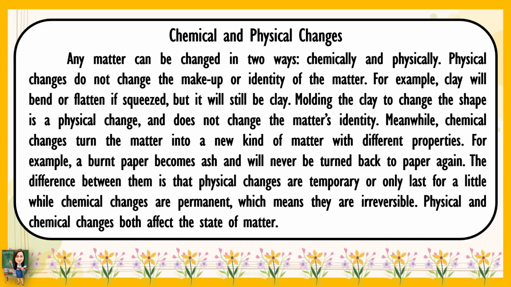Meanwhile, chemical changes turn the matter into a new kind of matter with different properties. For example, a burnt paper becomes ash and will never be turned back to paper again. The difference between them is the physical changes are temporary or only last for a little, while chemical changes are permanent, which means they are irreversible. Physical and chemical changes both affect the state of matter.